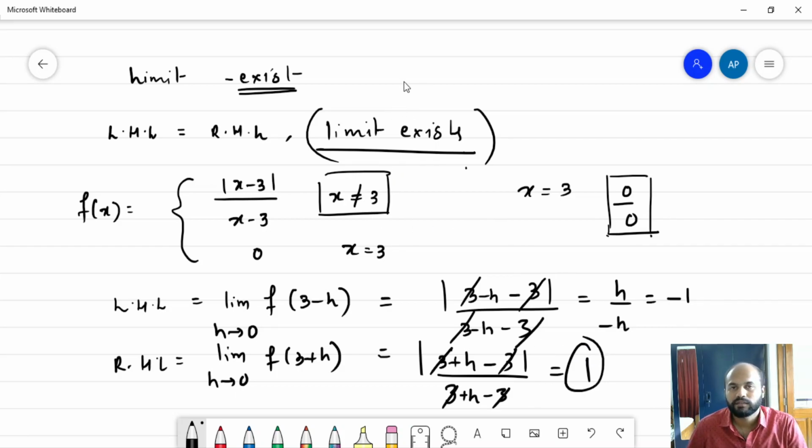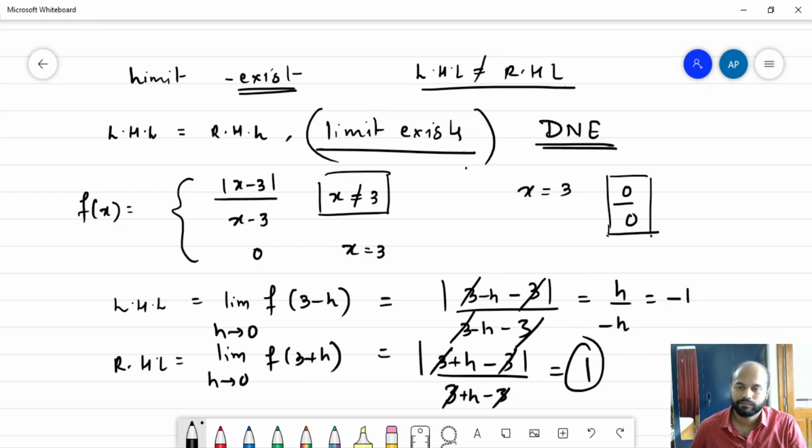So here from this example we get to know that LHL is not equal to RHL. So in this case we can conclude that the limit does not exist. The very first thing before solving a limit problem that we have to do is check the left hand and right hand limits. Only if the limit exists, then we'll be able to find its value. Let's take another example to understand this better.